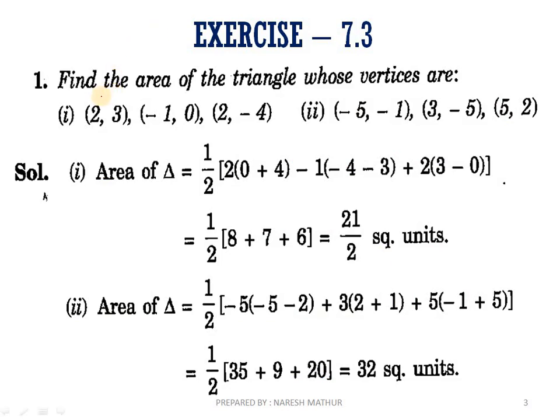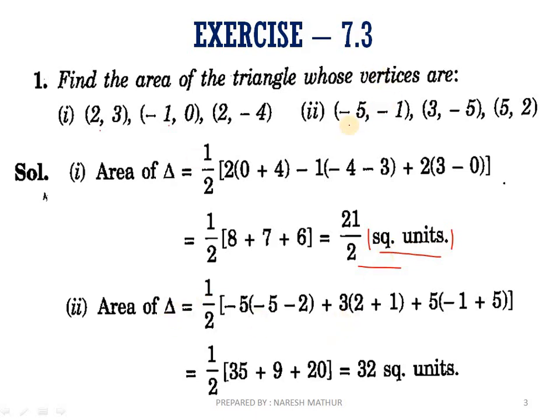In the first question, we need to find the area of the triangle whose vertices are given. We are directly given the three vertices x1 y1, x2 y2 and x3 y3. We just need to put these values in the formula and we'll get the final answer, so 21 by 2 square units. We need to mention the unit also, and as we are talking about area, we have to use square units.